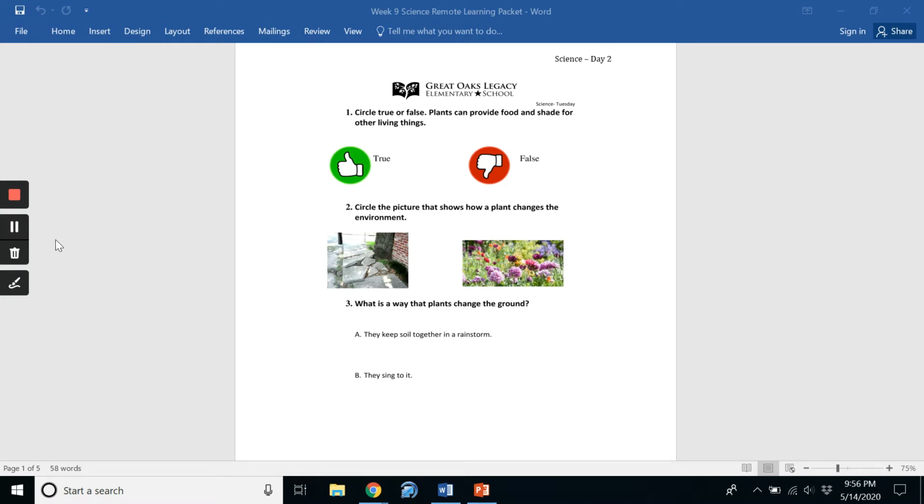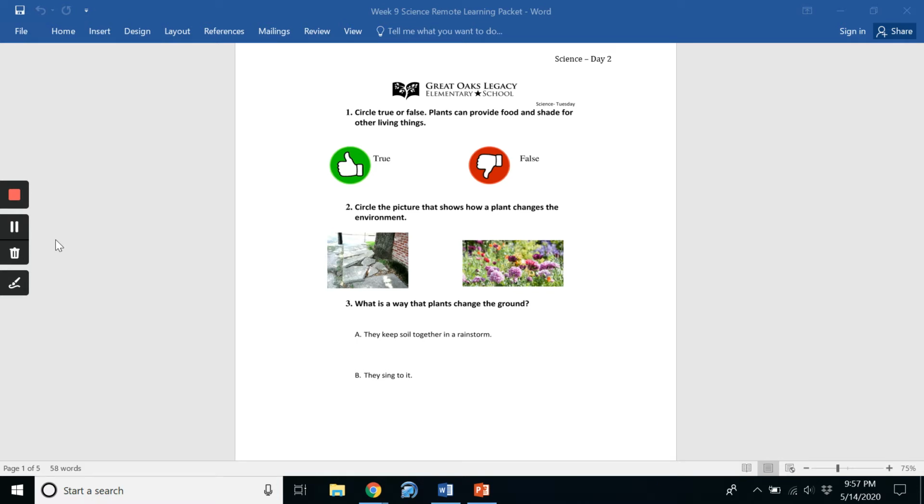All right, now on day 2, scientists, we will answer 3 questions as well. Put your finger on number 1. Number 1 says, circle true or false. Plants can provide food and shade for other living things. Go ahead and circle if it is true or false. Can plants provide food and shade for other living things?